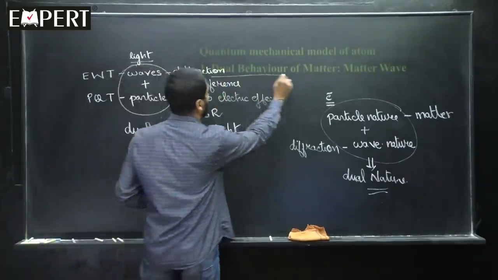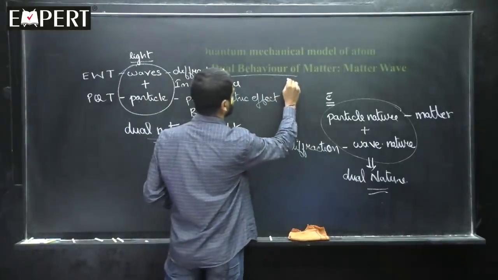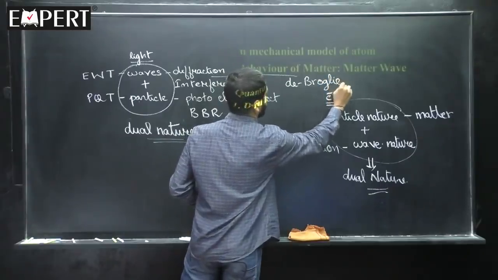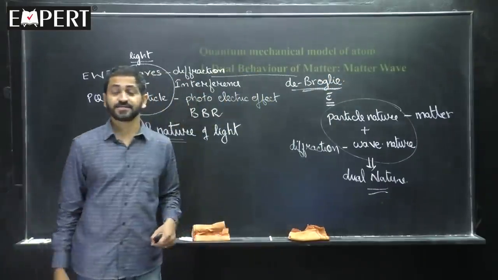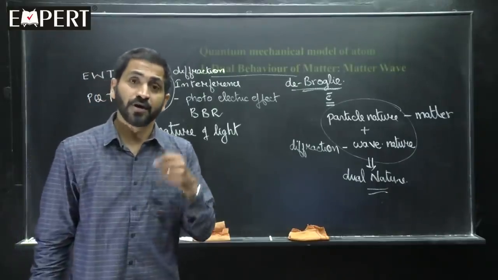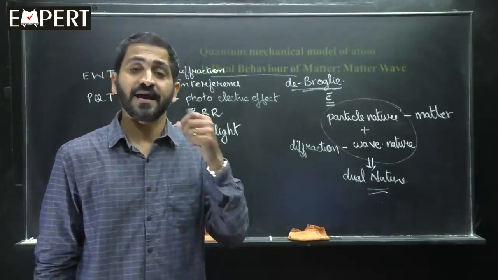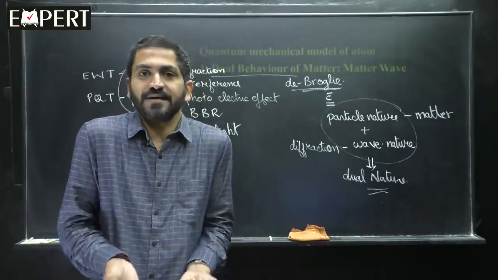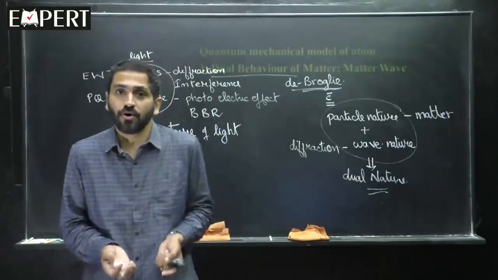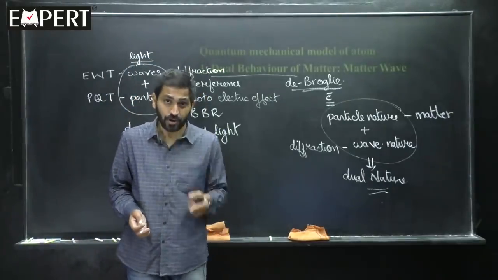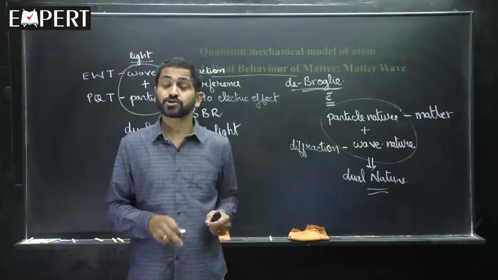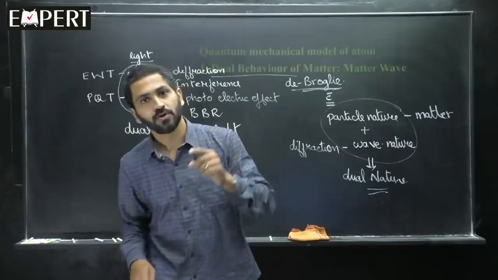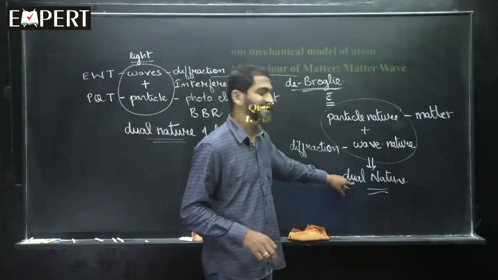And the scientist who found it, his name was de Broglie. He was a person who gave the explanation that electron exhibits diffraction, it means it should behave as a wave, also it has mass, so it behaves as a particle. So hence electron has dual nature, multiple character, one is wave nature and also particle nature. That is known as dual nature of electron.